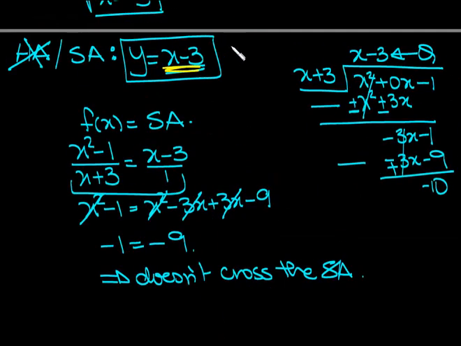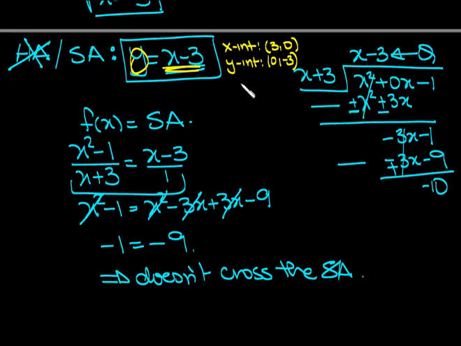And to do this, I need the intercepts. What is the x-intercept? You set y to 0. So if this is 0, you move the 3 over. So my x-intercept is (3, 0). And to find the y-intercept, what do we do? We set x to 0. So we get the y-intercept (0, -3).